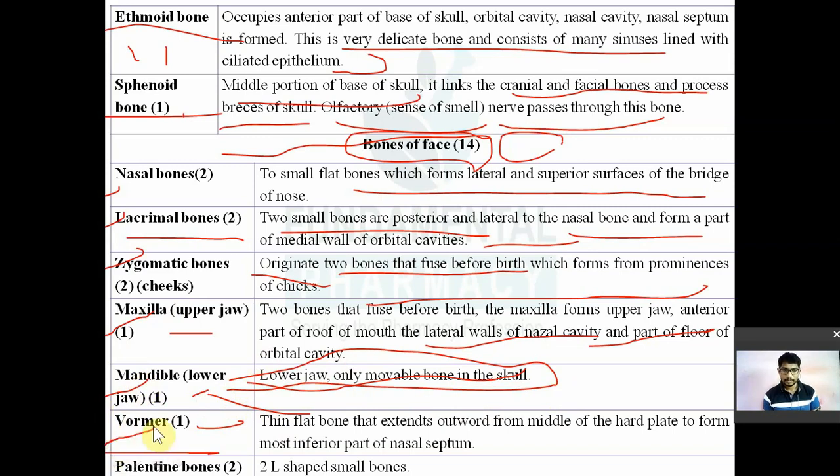Then next one is known as a vomer. So it is a thin plate that extends outward from the middle of the hard plate to form the most inferior part of the nasal septum. जो nasal septum है उसका एक bone है.